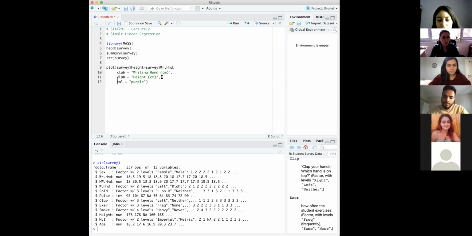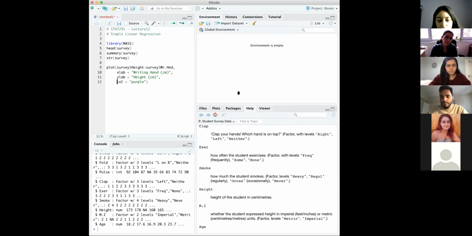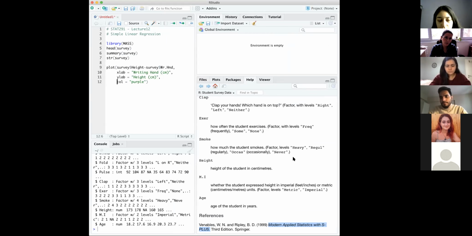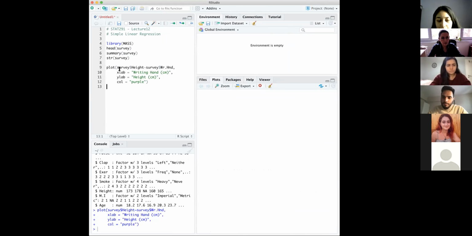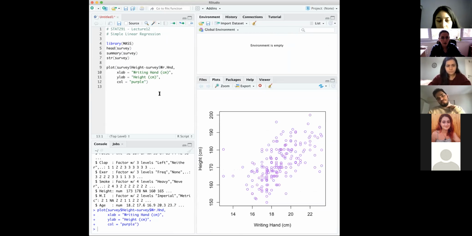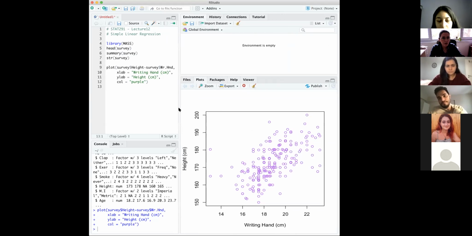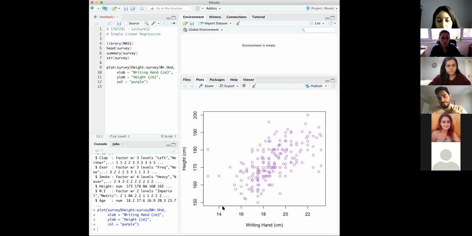And when you want to run this part, you can always just make this area bigger. And when you plot this one, now you have your plot to see the relationship between your writing hand and the height in here, okay? And can you say something in here? What kind of relation are you expecting, just looking at this plot?